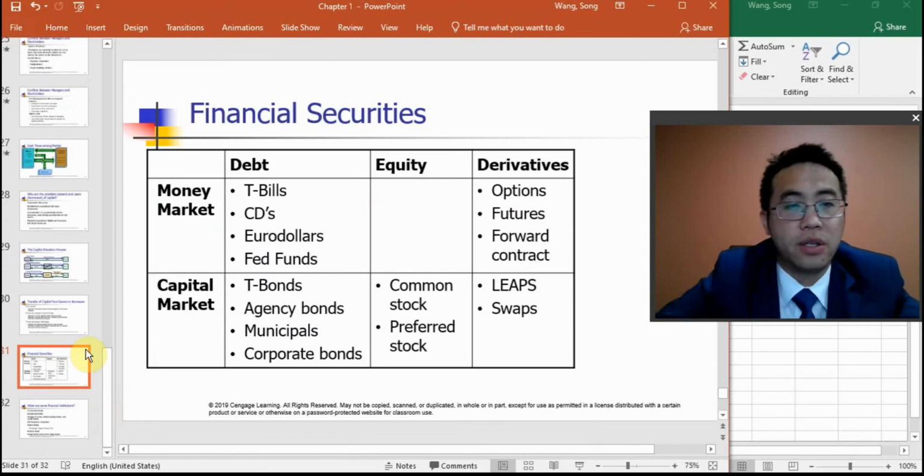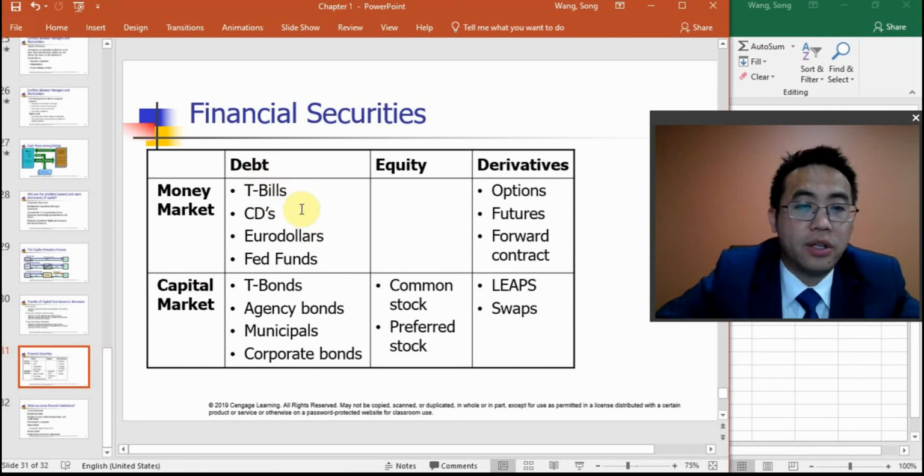So what are the financial securities floating around in the market? You can see in the debt market, there is a short-term debt market and there is also a long-term debt market. The short-term debt market we call the money market. That includes treasury bills issued by the Department of Treasury of the United States government, or the certificates of deposit issued by the commercial banks, or eurodollars, which are currencies deposited in foreign countries, or the federal funds, which are the funds floating between commercial banks.